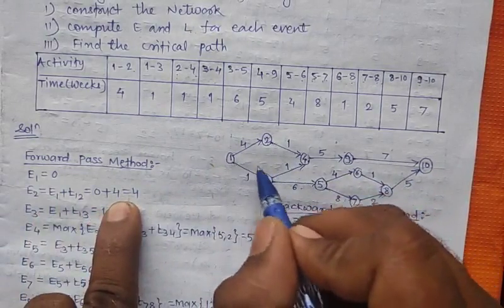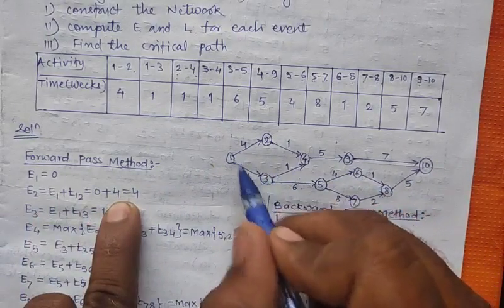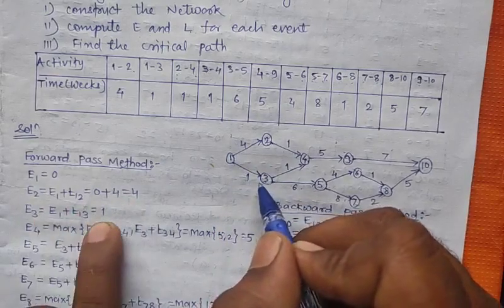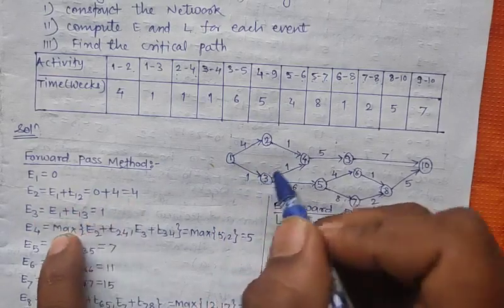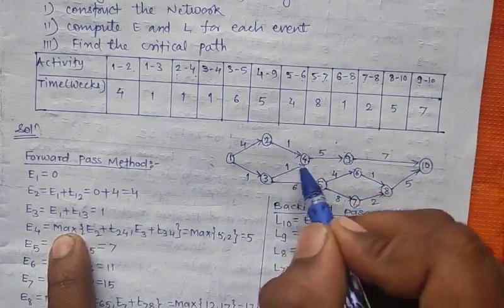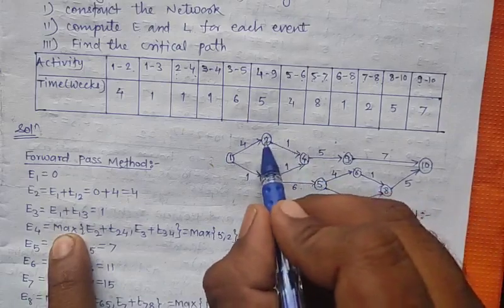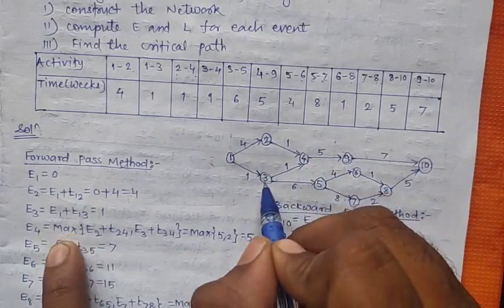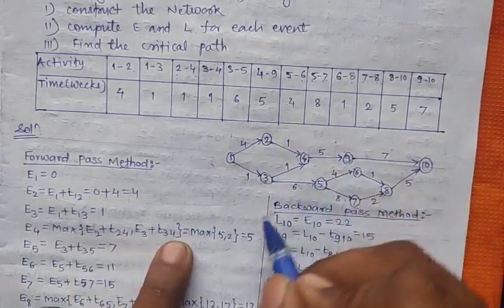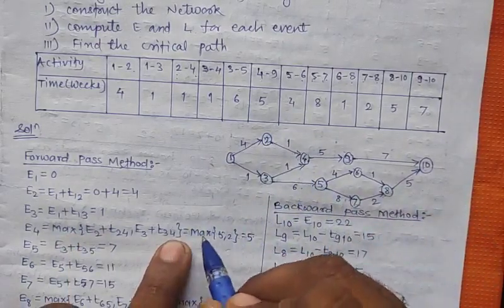Next, calculate E3. E3 has only one incoming arrow, which is from E1, so E1 plus T13, which is equal to 1. Next, calculate E4. For E4 there are two incoming arrows, from E2 and E3, so E2 plus T24 and E3 plus T34. From these we will take the maximum.